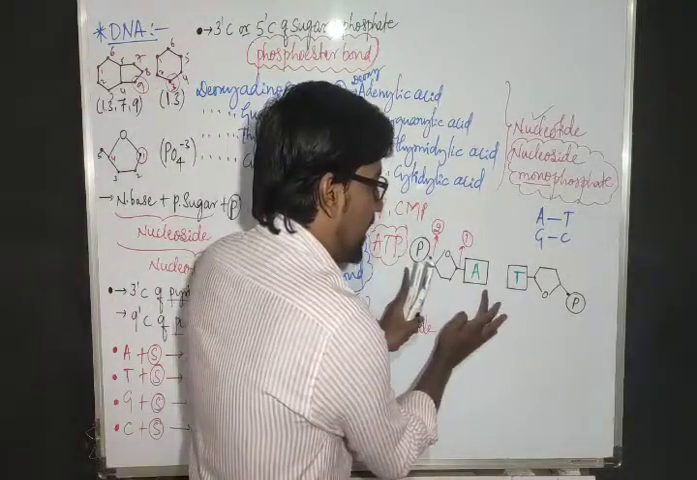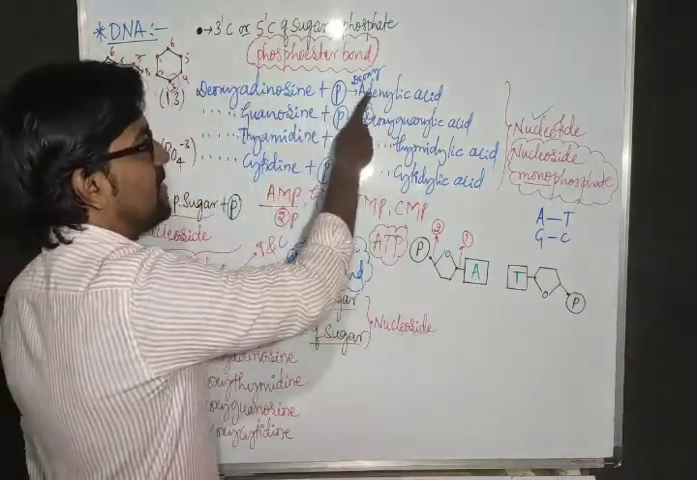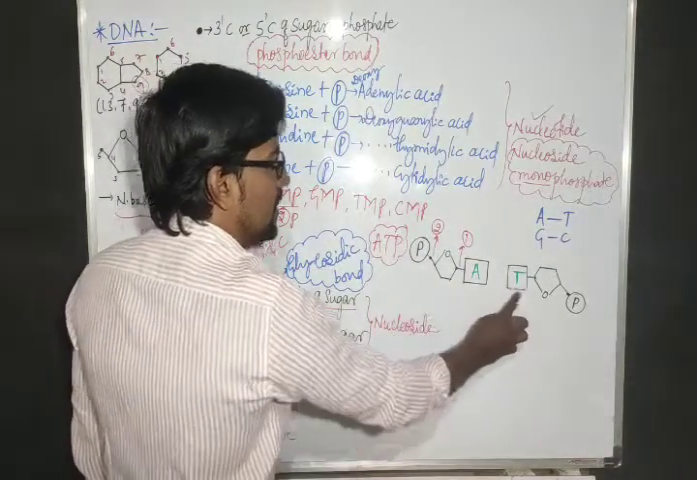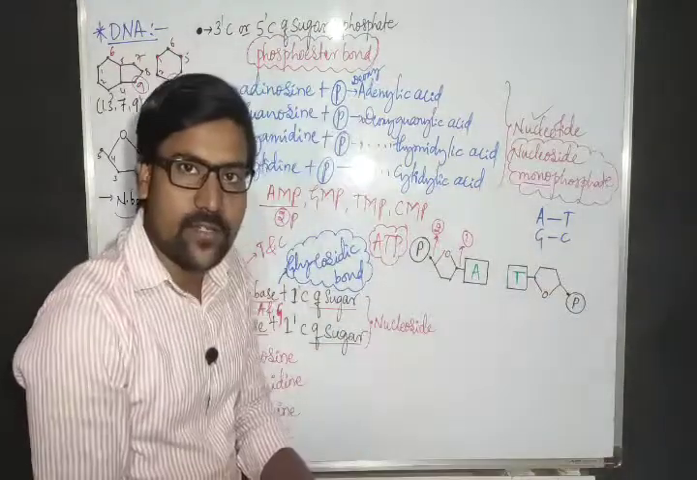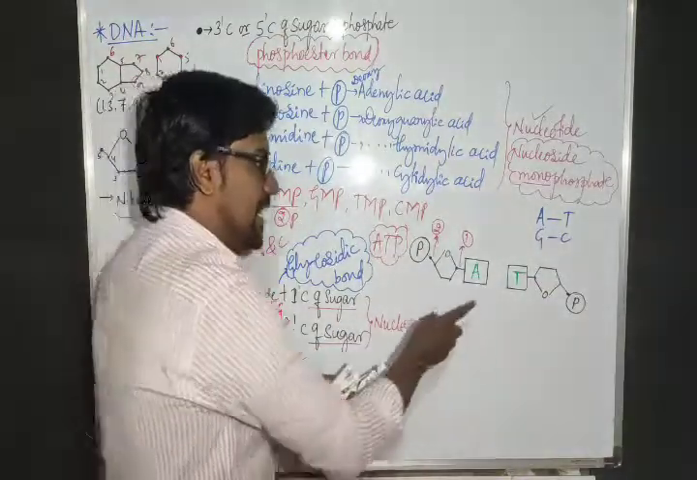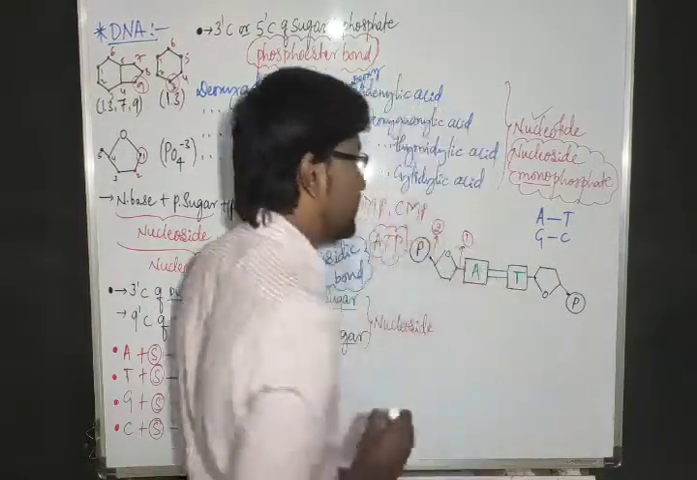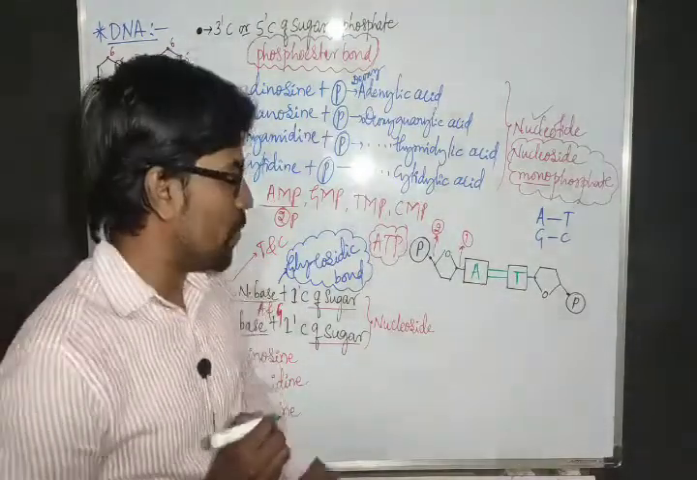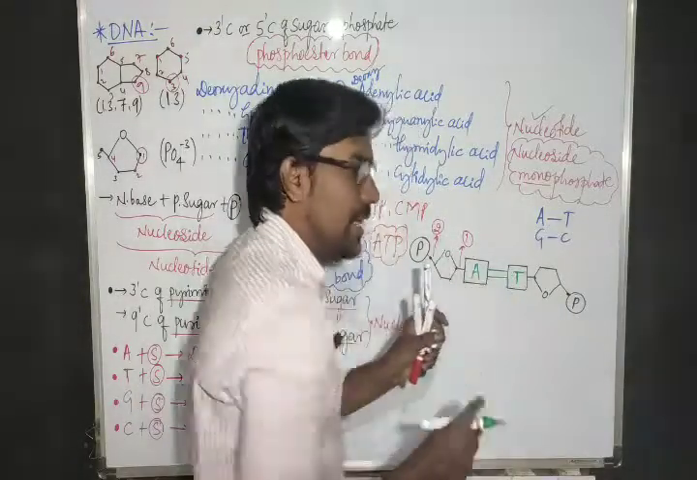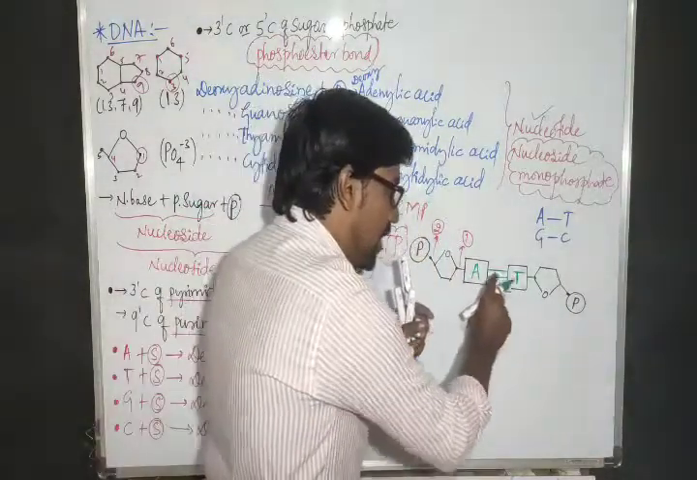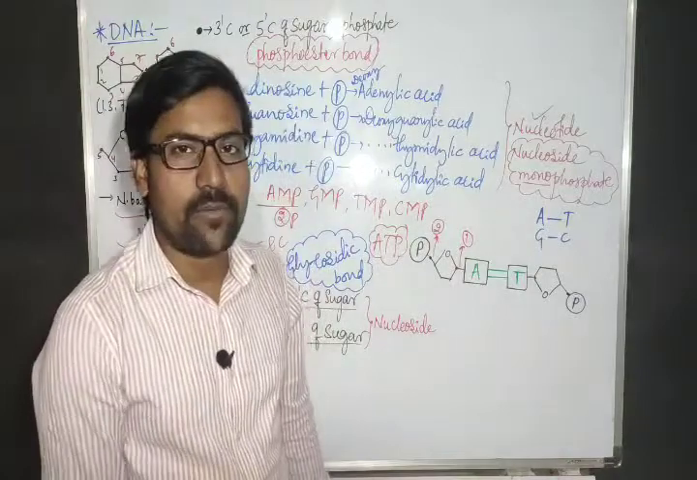Okay. Now this is one nucleotide and this is one nucleotide. This nucleotide is deoxyadenylic acid. This nucleotide is deoxythymidylic acid. Both the nucleotides are joined. For joining, in between, one bond is created. That bond is the hydrogen bond. In between the two bases, adenine and thymine, two hydrogen bonds are formed.